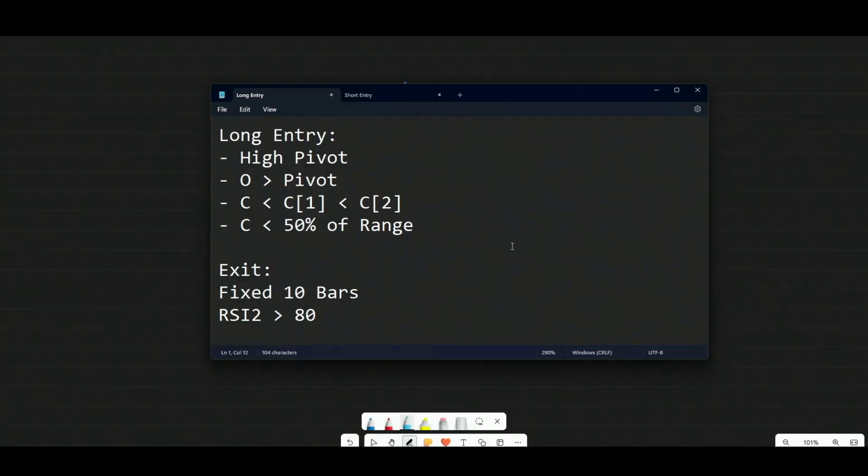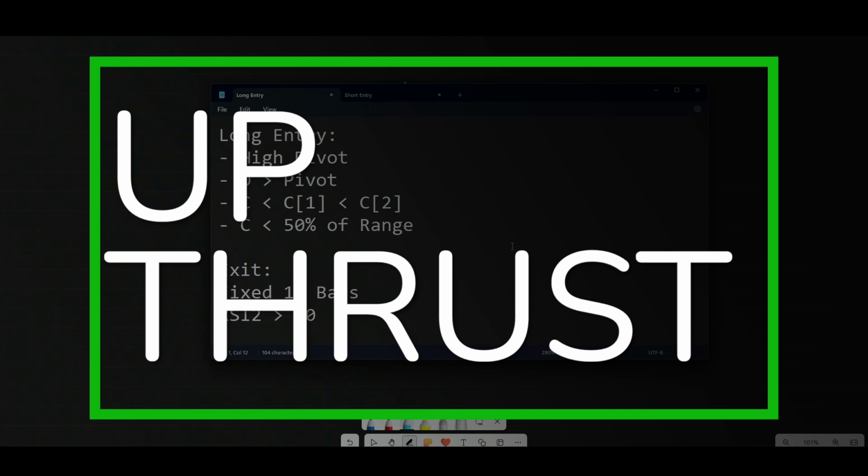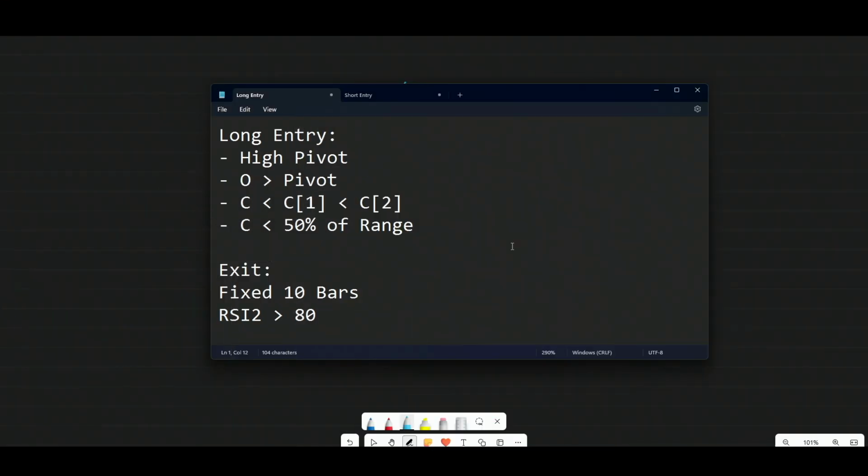So we'll start with the up thrust pattern. The up thrust pattern is for long, and the rules are as follows. We wait for a high pivot to happen, and then we wait for an open above the pivot, and the same bar close is lower than the previous 2, and also the same bar close is in the bottom of the range. So let's show that with an example.